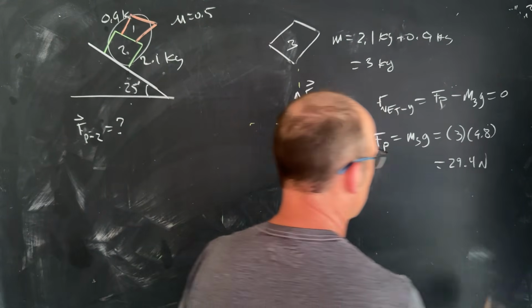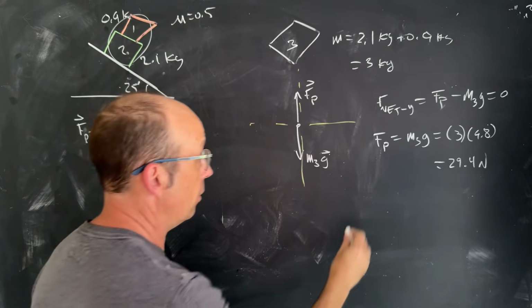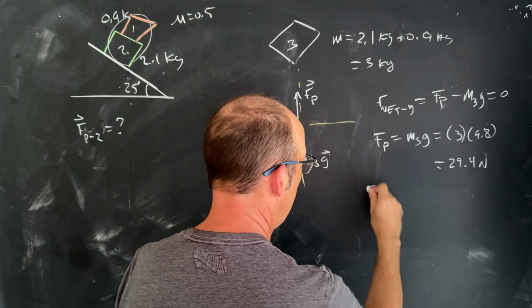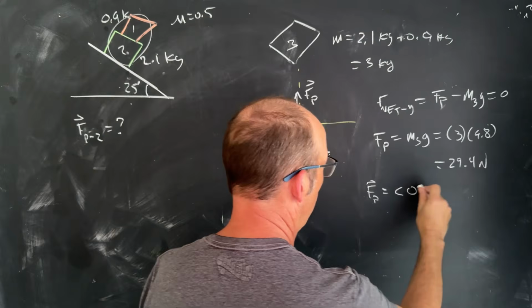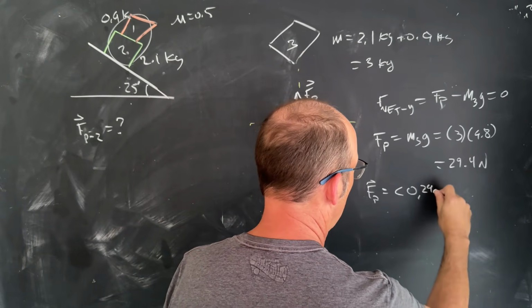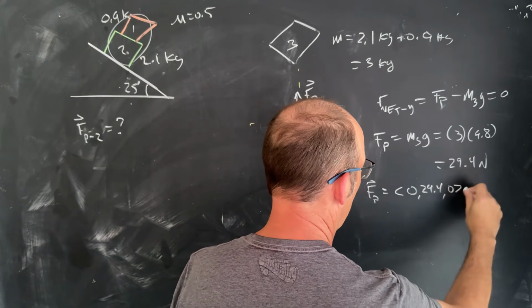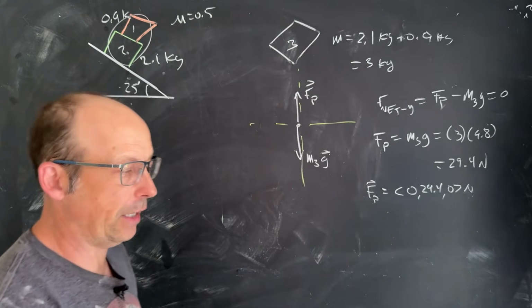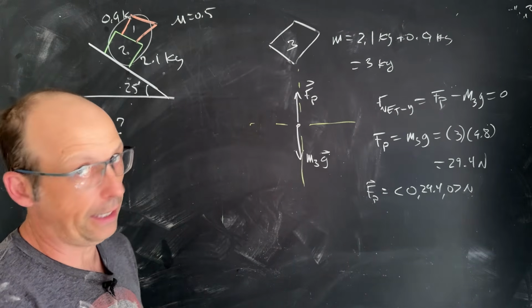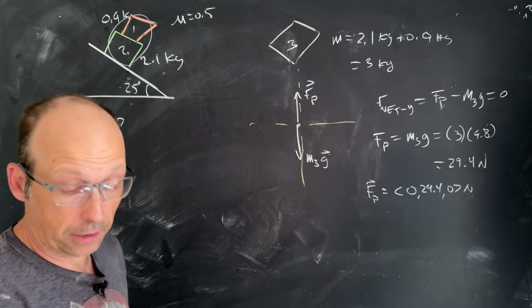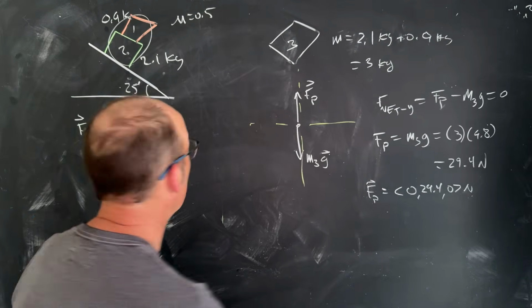29.4 newtons. If I want to write that as a vector, I'd write Fp as the vector (0, 29.4) newtons, or however you like to write your vector components. x hat, y hat is fine too. That's it, done. Okay, let's do it again.